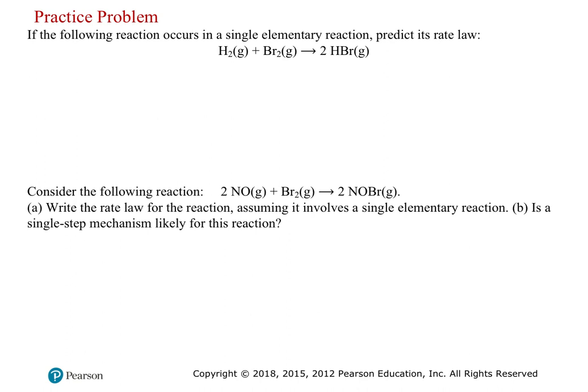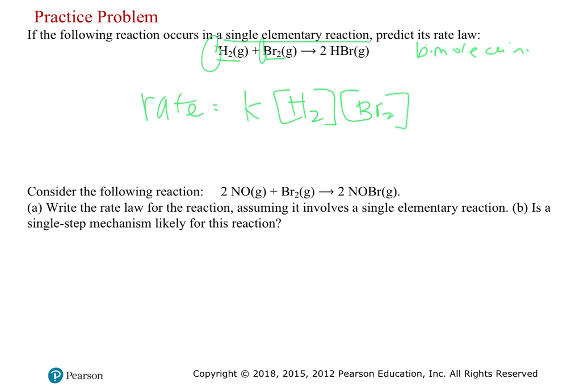So let's look at this reaction here. It says, if this reaction happened in a single elementary step, predict its rate law. If the mechanism was a single step, we have two molecules, so it would be bimolecular. And then the rate law would be rate equals K times hydrogen to the first because of the stoichiometry, times bromine to the first, again because of stoichiometry. Remember, this would need to align with what we would find experimentally. So if this happened in a single elementary reaction, this is what it should be.